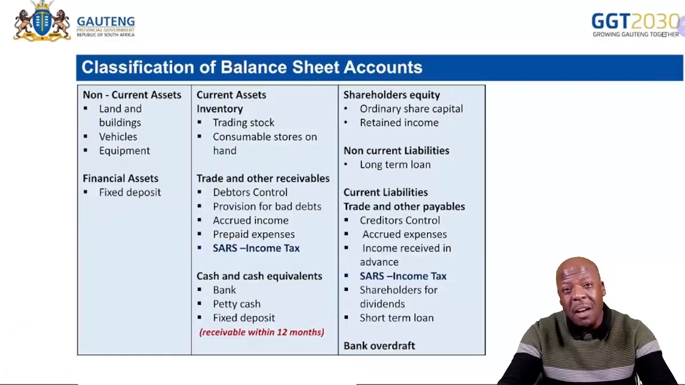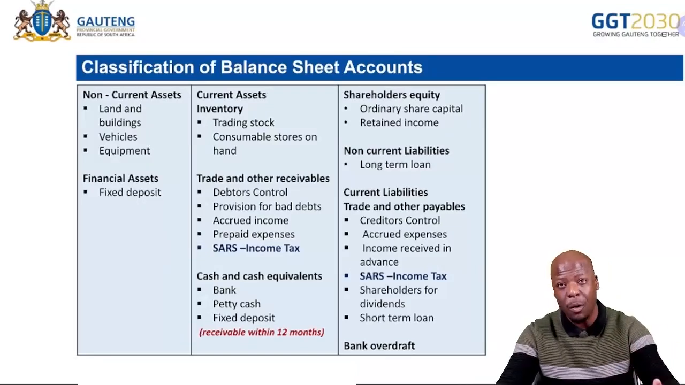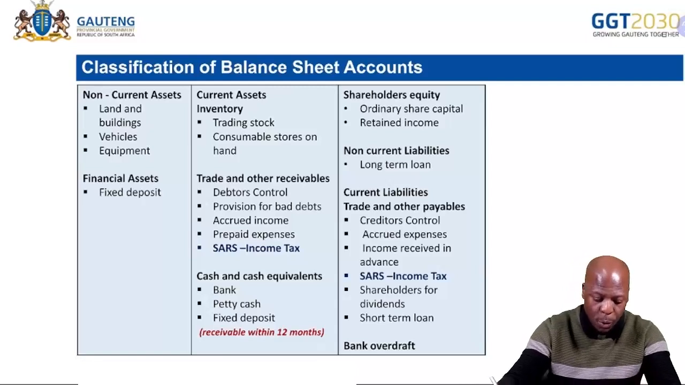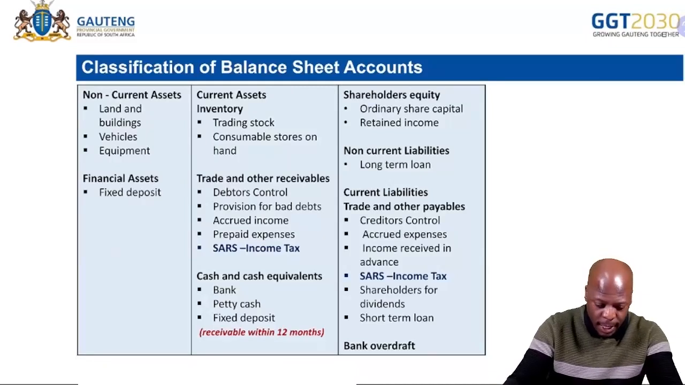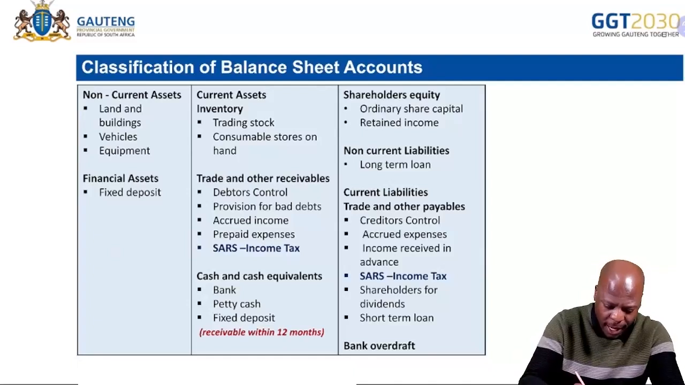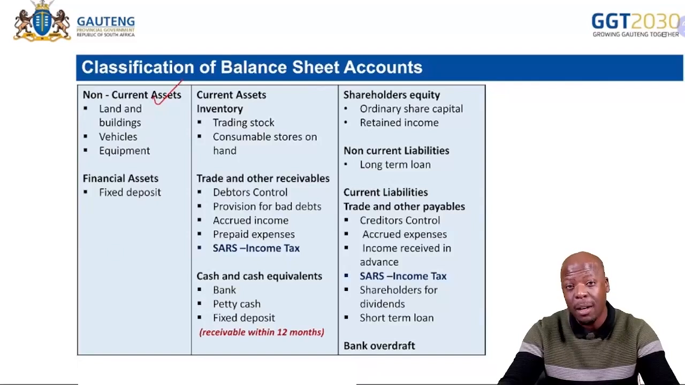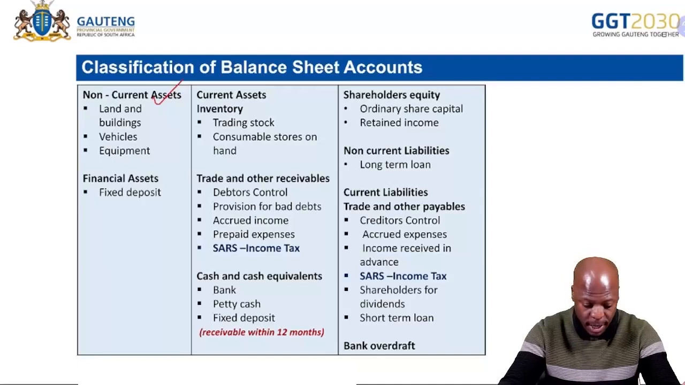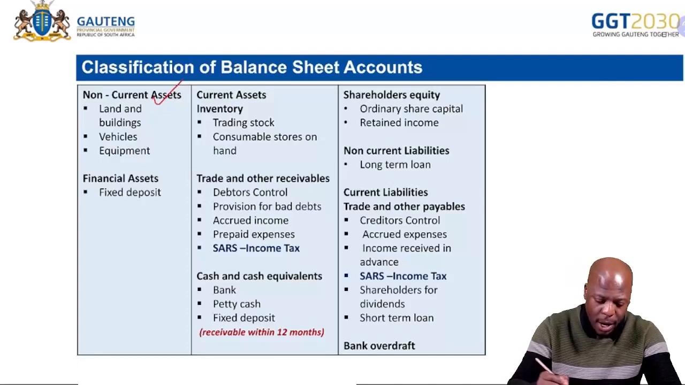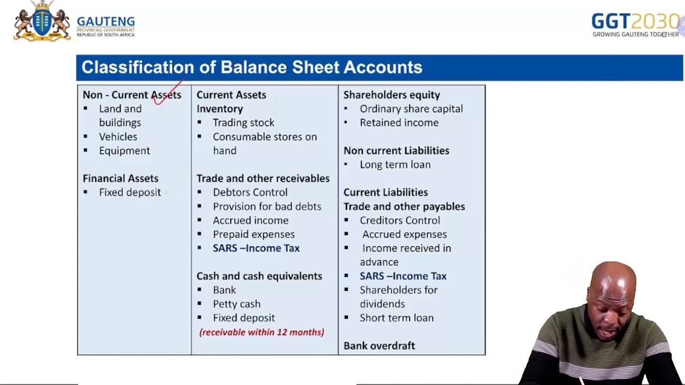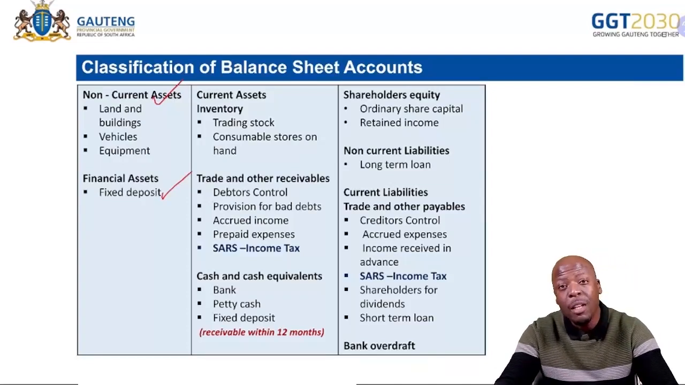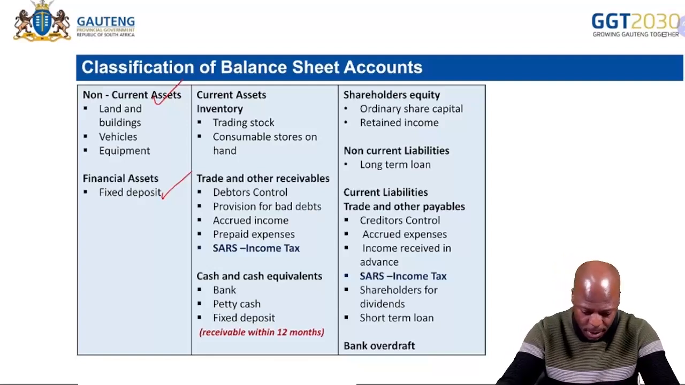Now, learners, it is very important that you understand the classification further. Here I have brought it as a breakdown for you. You will see first on your left-hand side, you have your non-current assets. And remember, these are assets that exist for more than 12 months. They exist for more than one financial period. So under your non-current assets, you have your land and buildings, you have your vehicles, as well as your equipment. And then you also have what we call financial assets. And under financial assets, you have your fixed deposit, the investments of the company.